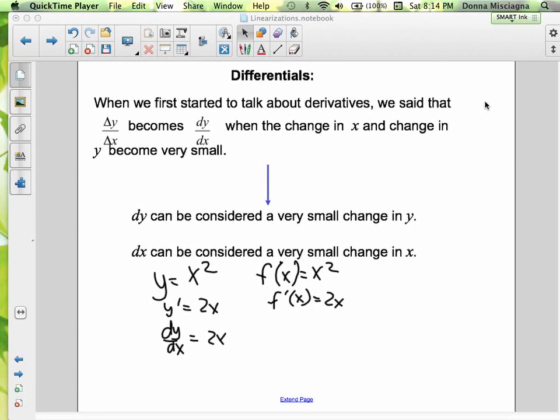So if y was x squared, y prime would be 2x. dy dx would be 2x. We could use that function to find a very small change in y, given a very small change in x. If it's written in function notation, f of x equals x squared, f prime of x equals 2x gives us the same thing, that derivative.